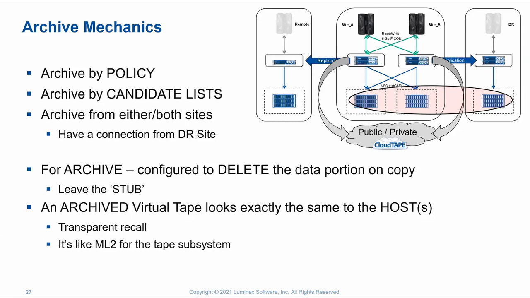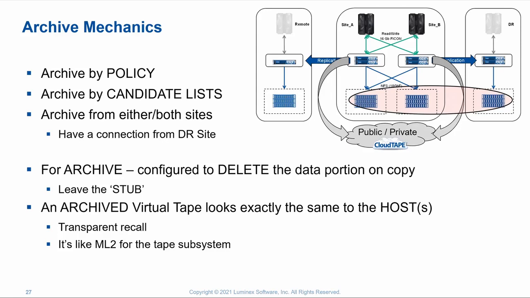And for us, for archive, when we implement it, we delete the data portion on copy into the cloud. We leave the stub back on the primary storage, but it is just the stub that the tape also label. To the host, it's transparent. If they go to mount against the stub, it retains metadata associated with the cloud copy, and it's recalled from there. So it just adds the recall time. It's a bit like ML2 for a tape environment, for your tape storage.